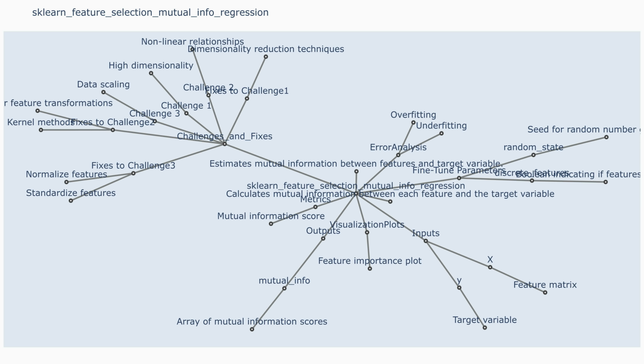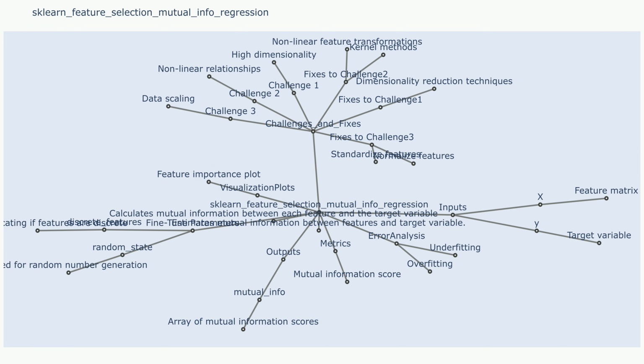sklearn feature selection mutual info regression. Description: Mutual information (MI) between two random variables is a measure of their statistical dependence. It quantifies how much knowing one variable reduces uncertainty about the other.